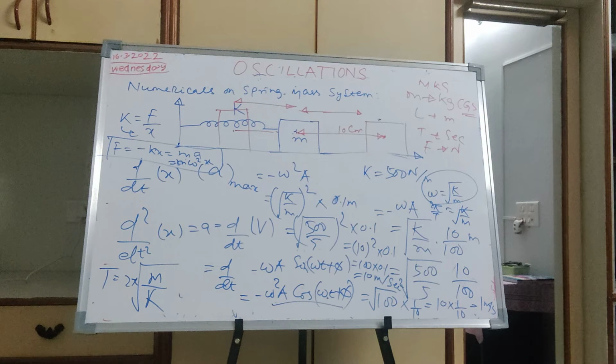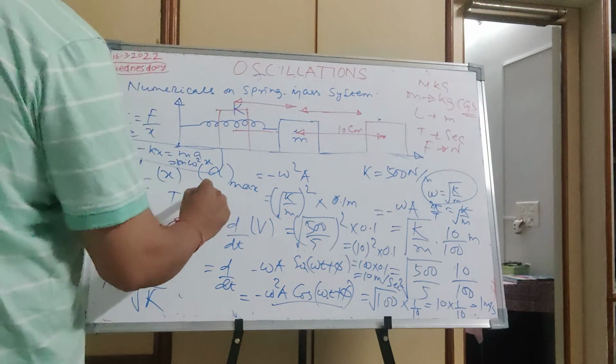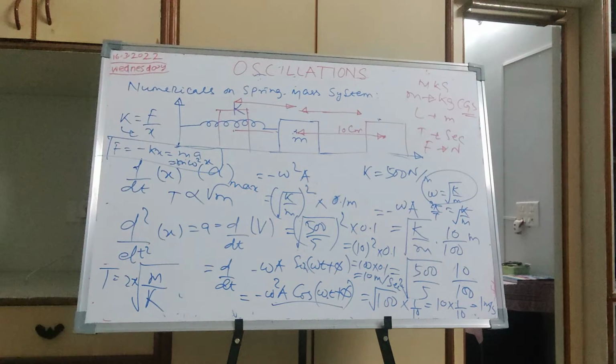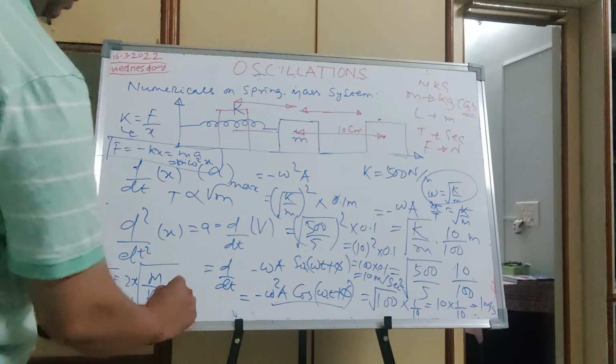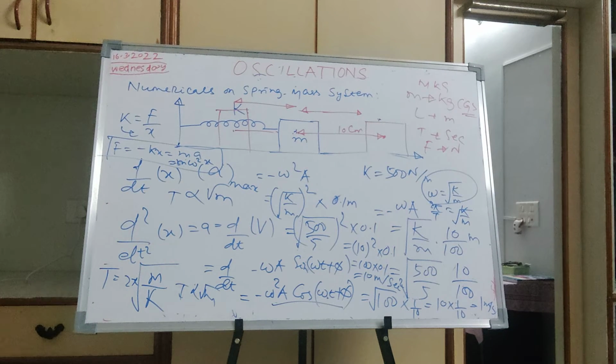There can be n number of numericals. Somebody will ask you, if the mass is doubled, how will the time period get affected? You know that time period is directly proportional to square root of mass. So if the mass increases by 4 times, square root of 4 is 2, so the time period will increase by 2 times. And somebody can ask you a tricky question.